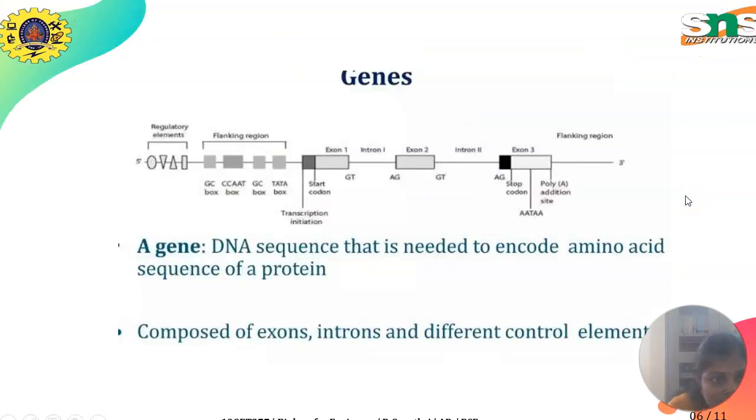And the gene has regulatory elements, flanking regions, exon 1 and exon 2. The gene is the DNA sequence that is needed to encode the amino acid sequence of a protein, composed of exons, introns and different control elements.